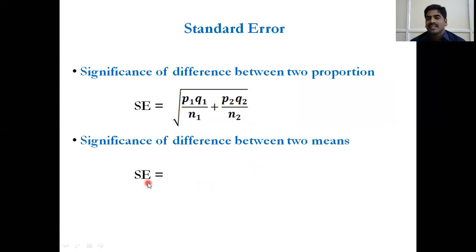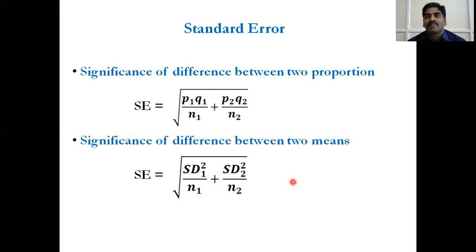Okay. In case of quantitative data, if you want to find the significance of difference between two means, first you have to calculate the standard error. The formula is square root of SD1 square by N1, the standard deviation of the first group and its sample size, plus SD2 square by N2, the standard deviation for the second group, and N2 means second group sample size. I will explain with an example, don't worry.